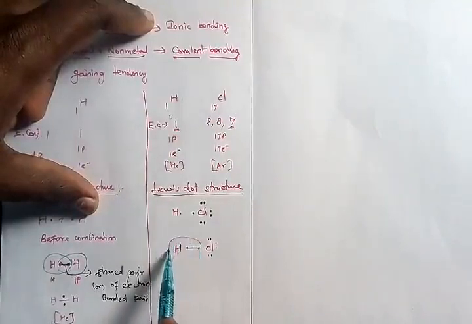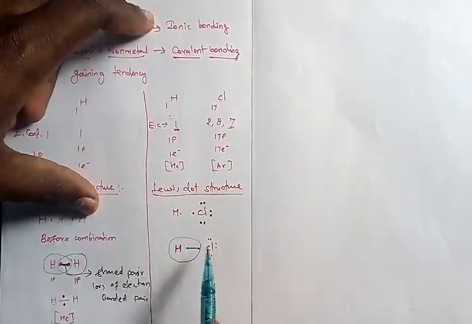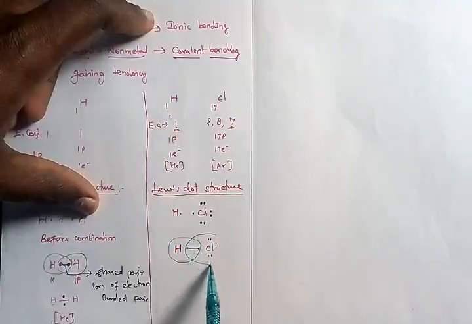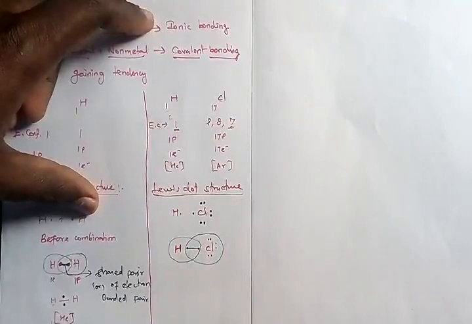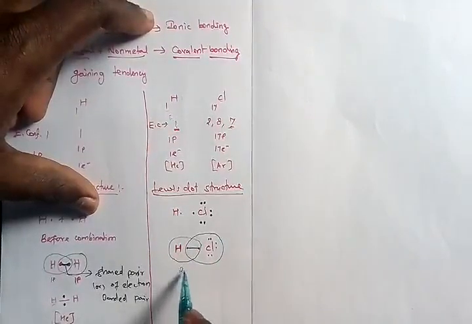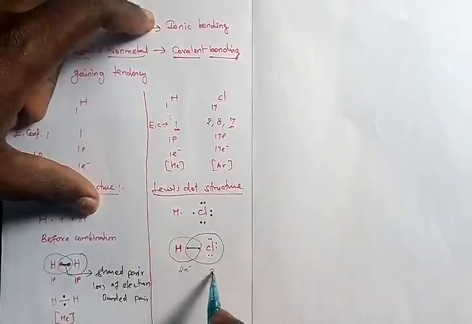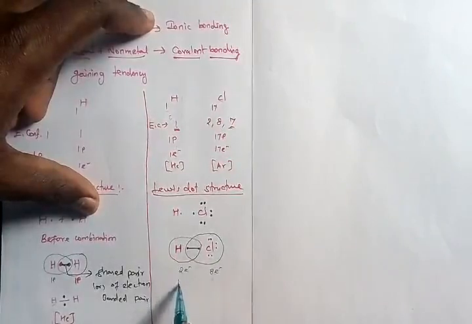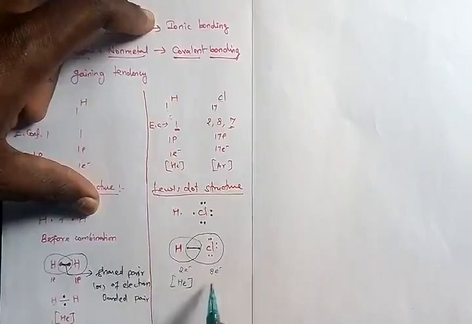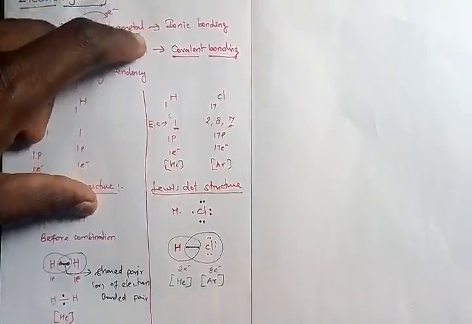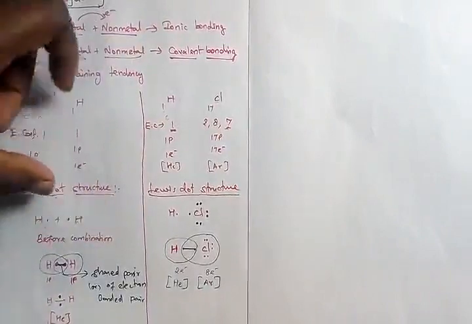Now look at this helium, hydrogen, and this chlorine. Both the atoms acquire a stable electronic configuration. Now if you write the number of electrons in hydrogen, we will write 2 electrons, whereas here we will write 8 electrons. So the hydrogen has acquired the configuration of helium, whereas the chlorine has attained the configuration of argon, right? So this is an idea.